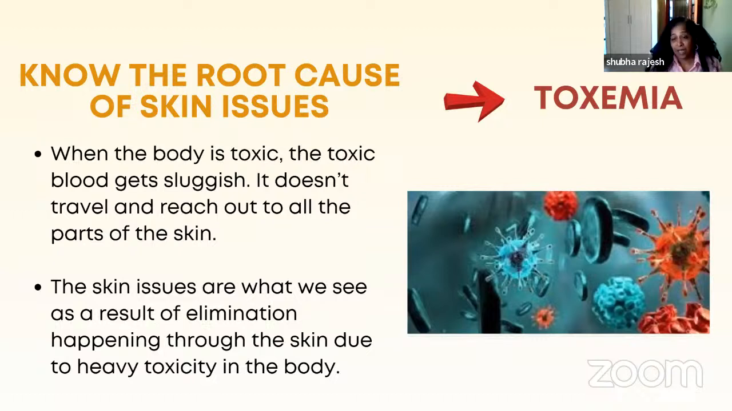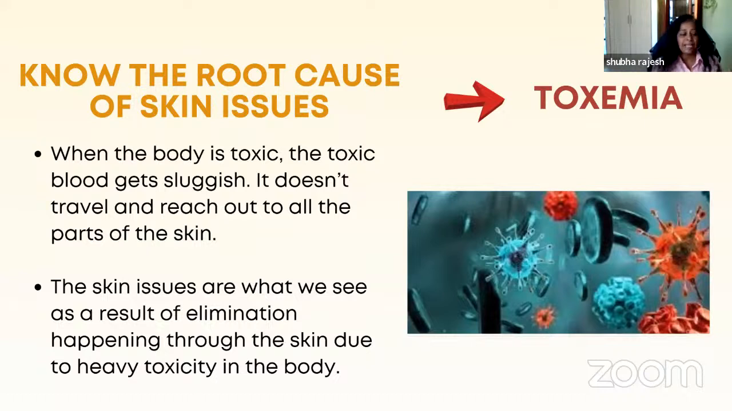Also the lymph plays a very important role in throwing out the toxins. And when the blood is not able to reach out to all parts of the skin, naturally there is accumulation of that toxicity in one part of the body, which creates lumps, some kind of inflammations and all those kinds of issues.